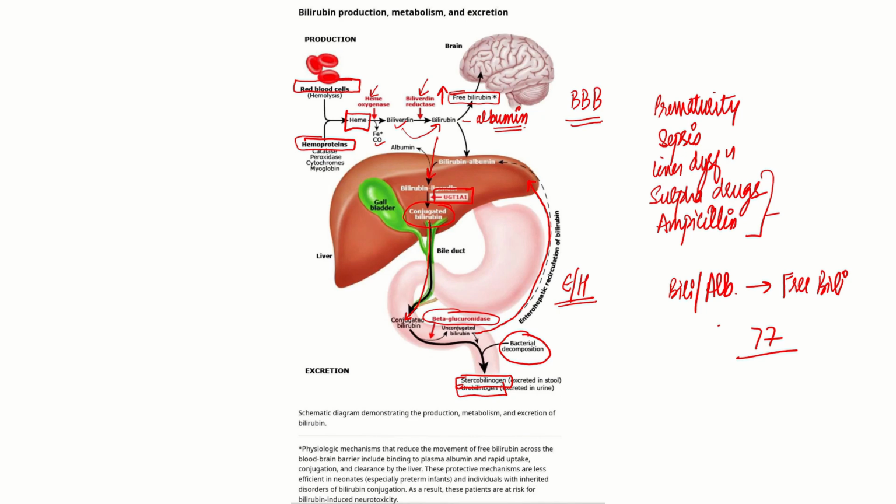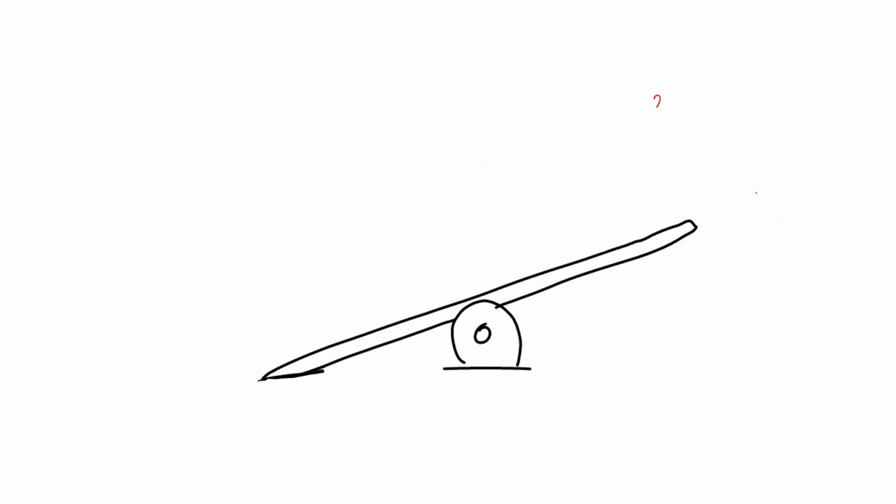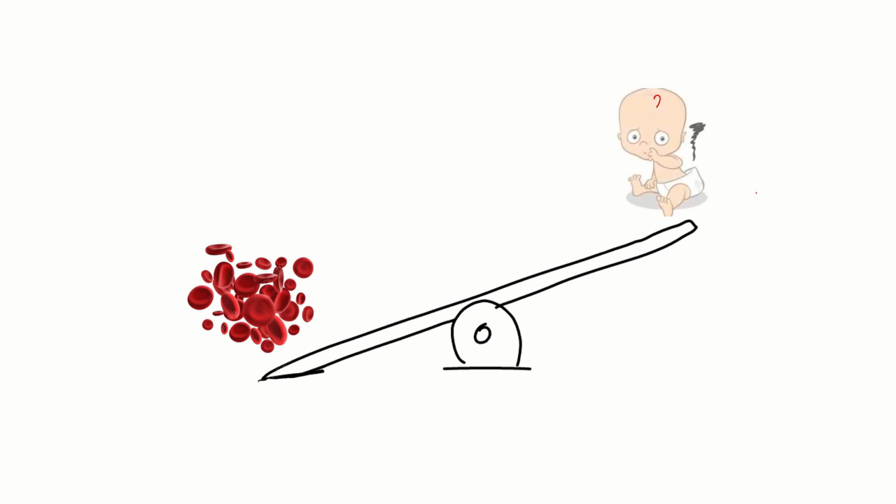And therefore, to summarize, we can broadly classify the causes of neonatal hyperbilirubinemia into two main categories. Number 1 is increased bilirubin load. Number 2 is decreased hepatic bilirubin clearance.